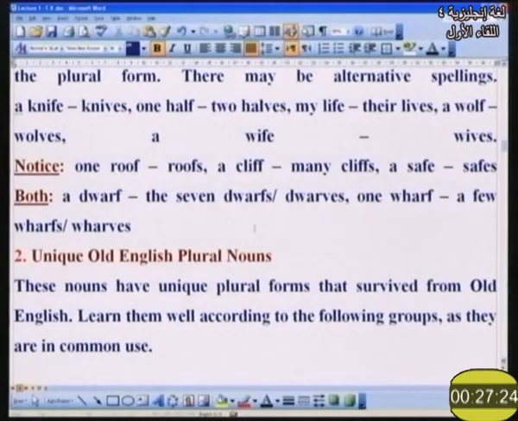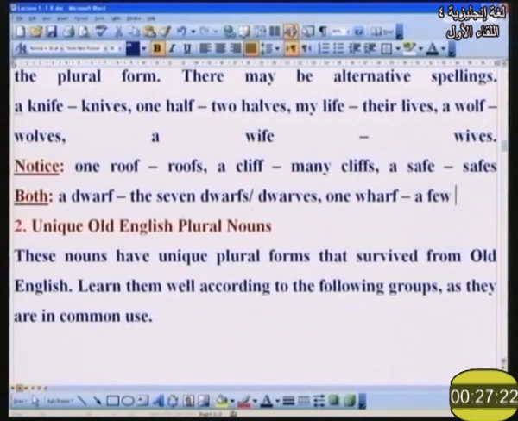Some words have both. Okay, some words have both. Like a dwarf can be dwarfs or dwarves. Okay, dwarf can be dwarfs, following the previous rule, just add an S, or can follow the rule of changing the F to V and then adding ES, dwarves. And both are okay. If you look at the dictionary, you will find that both are okay.